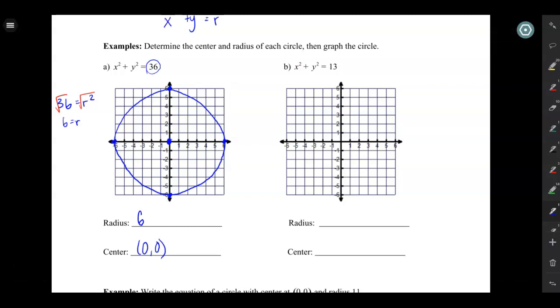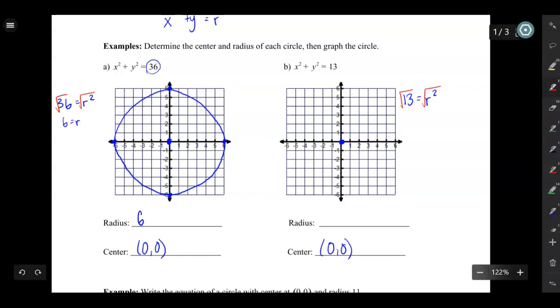Let's go ahead and do another example. So in this next example, we're going to be graphing x squared plus y squared equals 13. So my center is going to be 0, 0. So let's just start by putting that point on my graph. Then I need to figure out what the radius is. So remember that 13 is going to equal my r squared. Lots of people make the mistake of thinking that the 13 is the radius, but the 13 is not the radius, it's the radius squared.